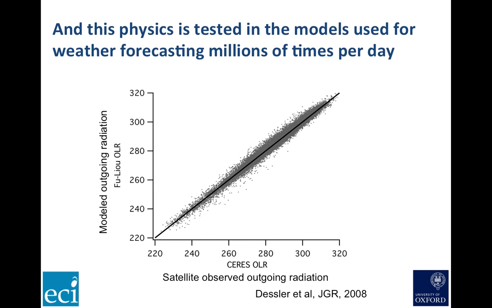And by the way, our understanding of how these gases interact with infrared radiation is tested every day in routine weather models. This plot shows a comparison of observations of outgoing radiation measured by satellites with the predictions of a standard radiative transfer model. As you can see, this is the part of the problem that we understand very well indeed.